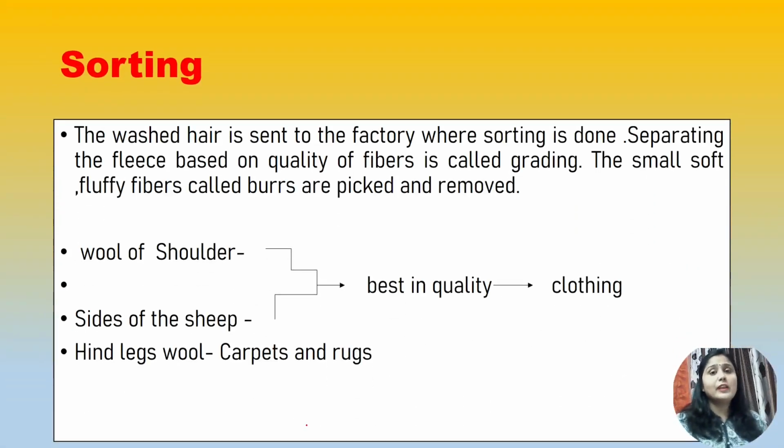Now after scouring we come to sorting. What is this sorting? The washed hair is now sent to the factory where sorting is done. Separating the fleece on the basis of their quality is called sorting. The soft fluffy hairs called burrs are removed or picked. The wool which we get from the shoulder of the sheep is of the best quality, while that from the side of the sheep isn't the best in quality. So this best quality wool is used to make clothing, and the rest, like hind leg wool, is used to make carpets and rugs.